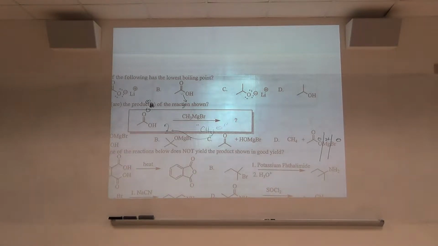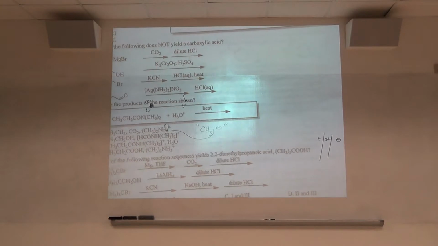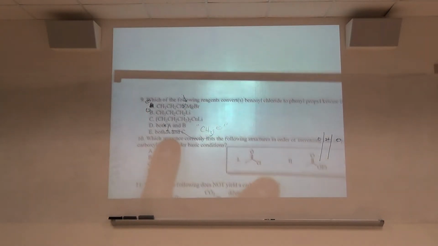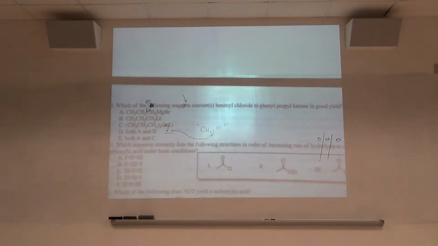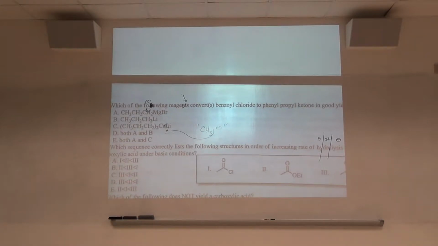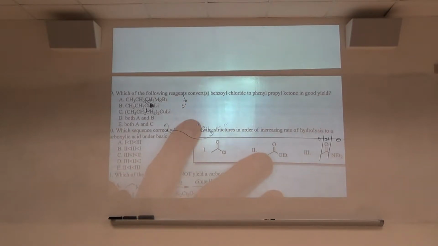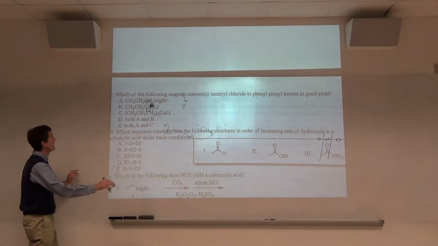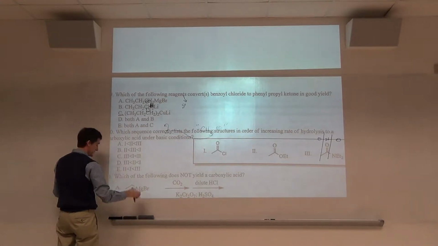Questions? Number 9 on page 48. I get why C is the answer. I don't get why A is not the answer. I picked A and C, but it's wrong. What's the right answer? Just C. C is the answer given.